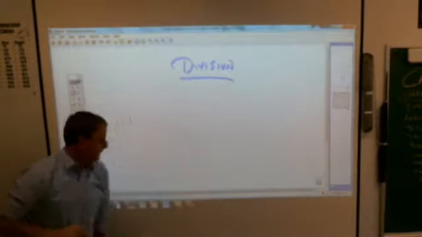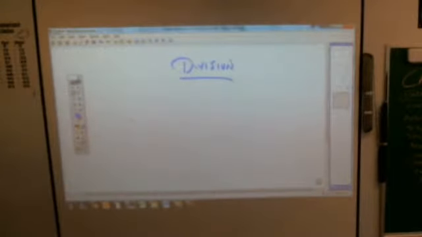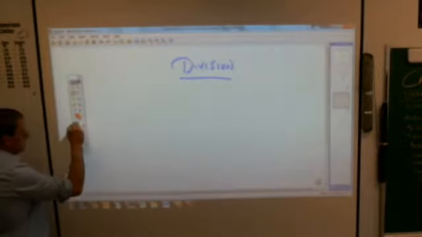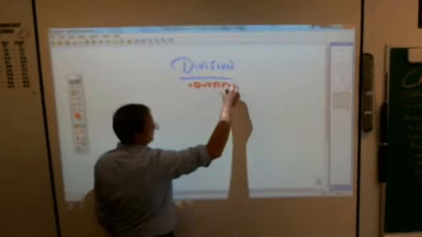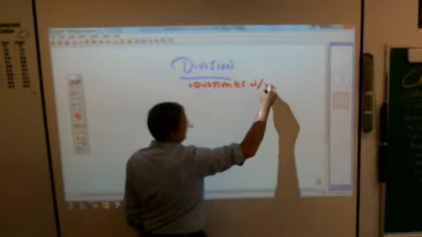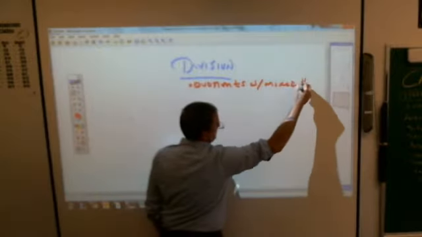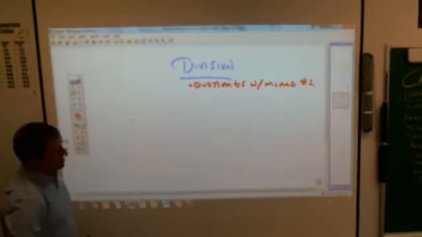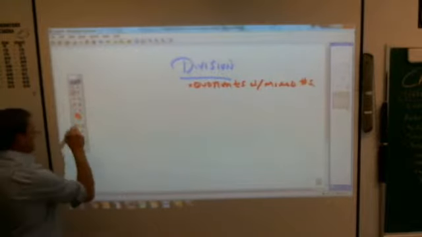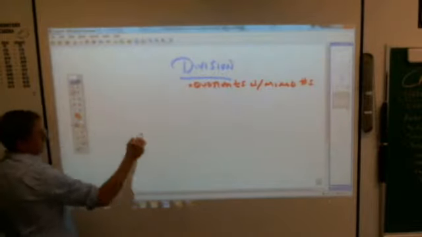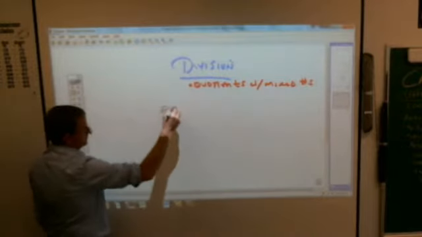And the little subheading, ladies and gentlemen, on division would be writing quotients with mixed numbers, which simply means sometimes, children, sometimes remainders don't make sense. That means this. You write down this example problem.